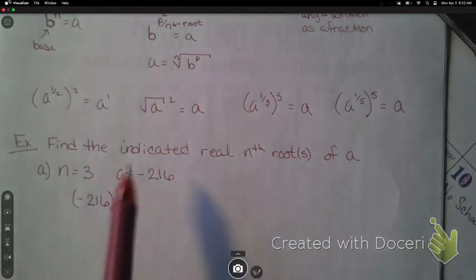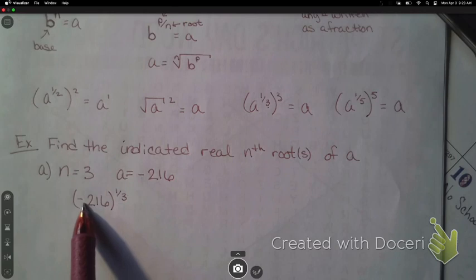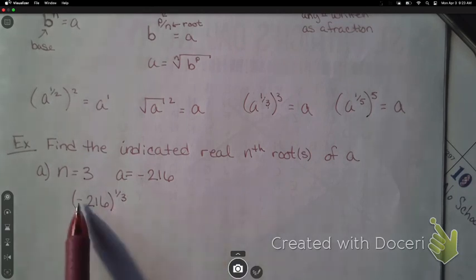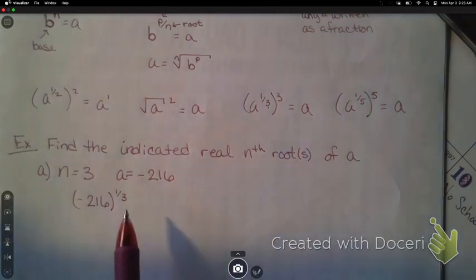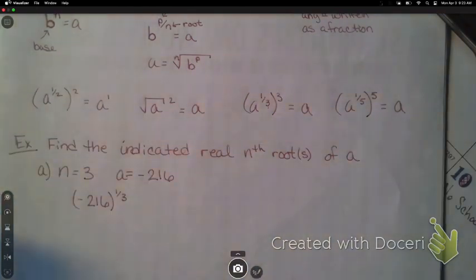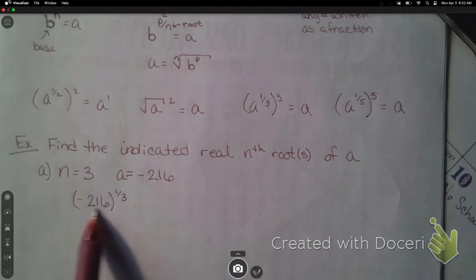Now, if this was an even root, could I have a negative answer? Nope, because 2 negatives is a positive. If I had that even root, it wouldn't be real. But it's odd. Well, a negative times a negative times a negative is a negative, right? Or five negatives would also be a negative. So can I have a negative answer here? Yes. So what we want to try to do is break down 216.